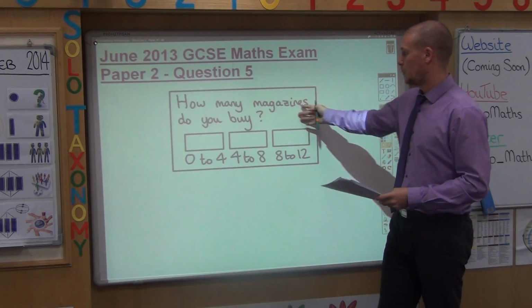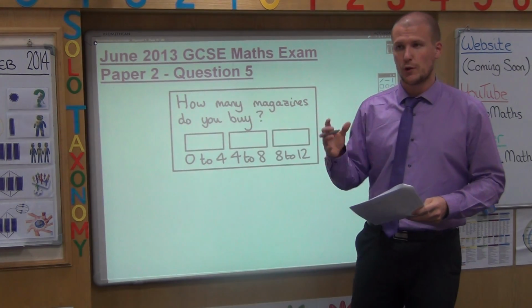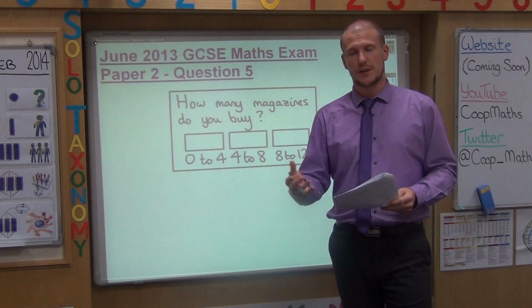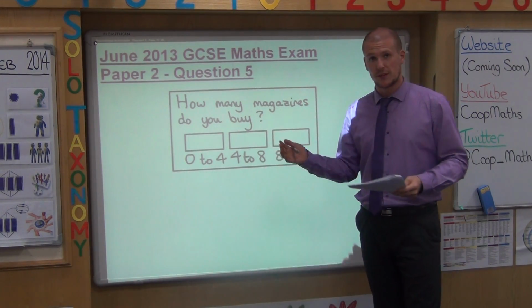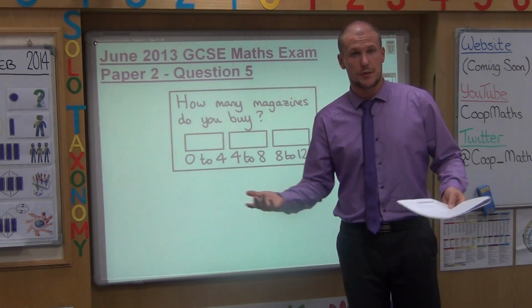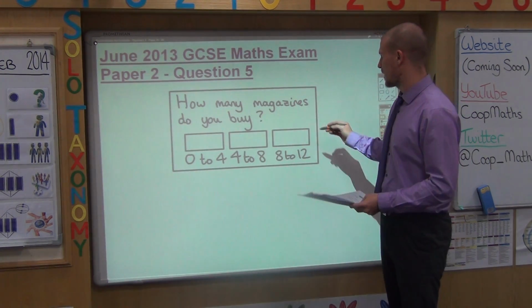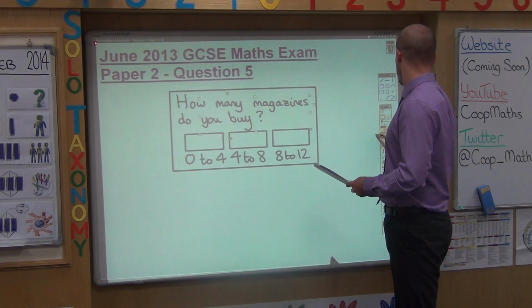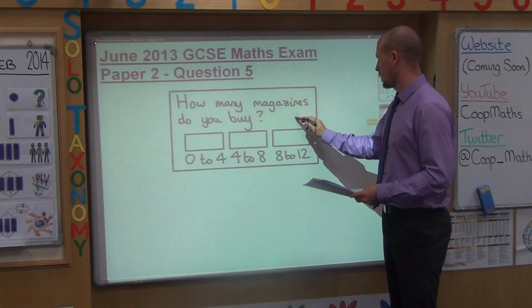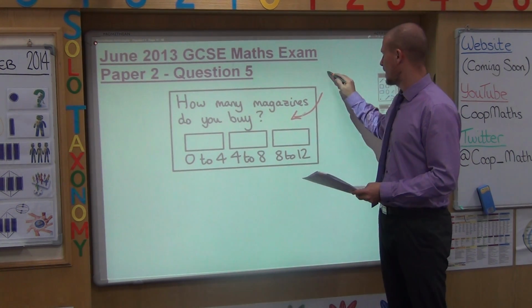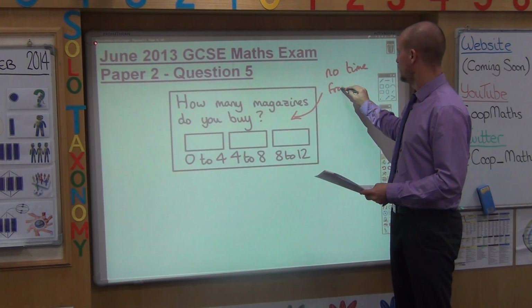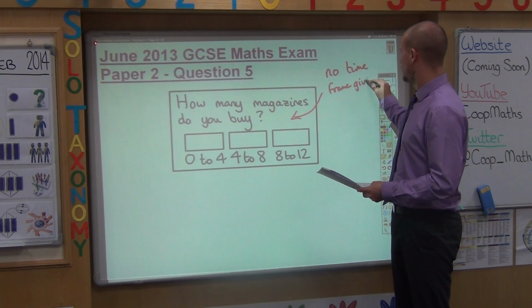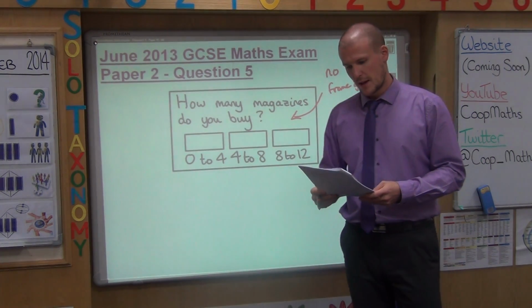First things first, how many magazines do you buy? Whenever you ask a question based on an amount as your answer, you need to stipulate a time period. So is that how many magazines you've bought today, yesterday, in a month, since you were born? You have to make that clear. Mason hasn't stipulated a time frame, so no time frame given. That's one thing that's wrong with this.